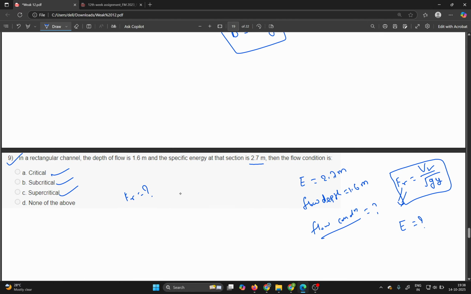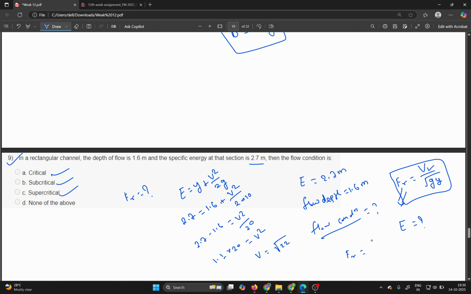Okay, so E is equal to, as I have told you in the previous question, Y plus V square by 2g. So E is 2.7, Y is given plus V square by 2g, and I'll take here 10 in place of 9.81. So 2.7 minus 1.6 gives 1.1, equal to V square by 20. So 1.1 into 20 is equal to V square. So V is nothing but square root of 22. This is your V value.